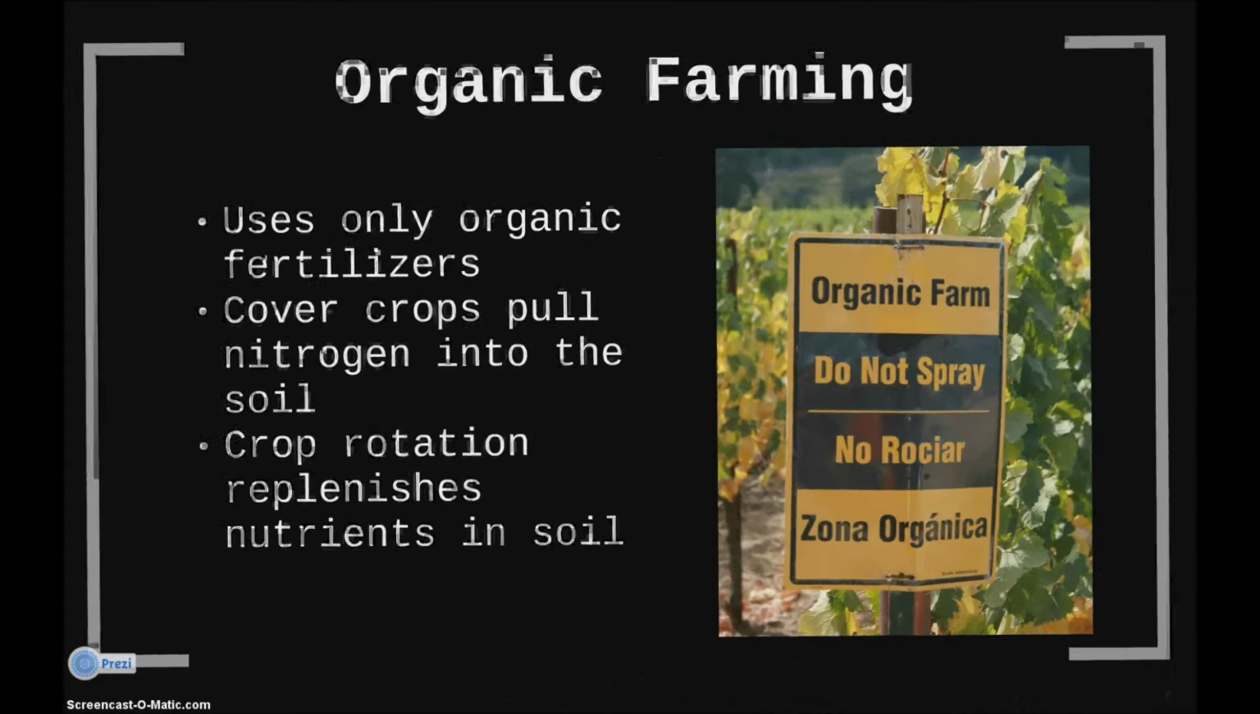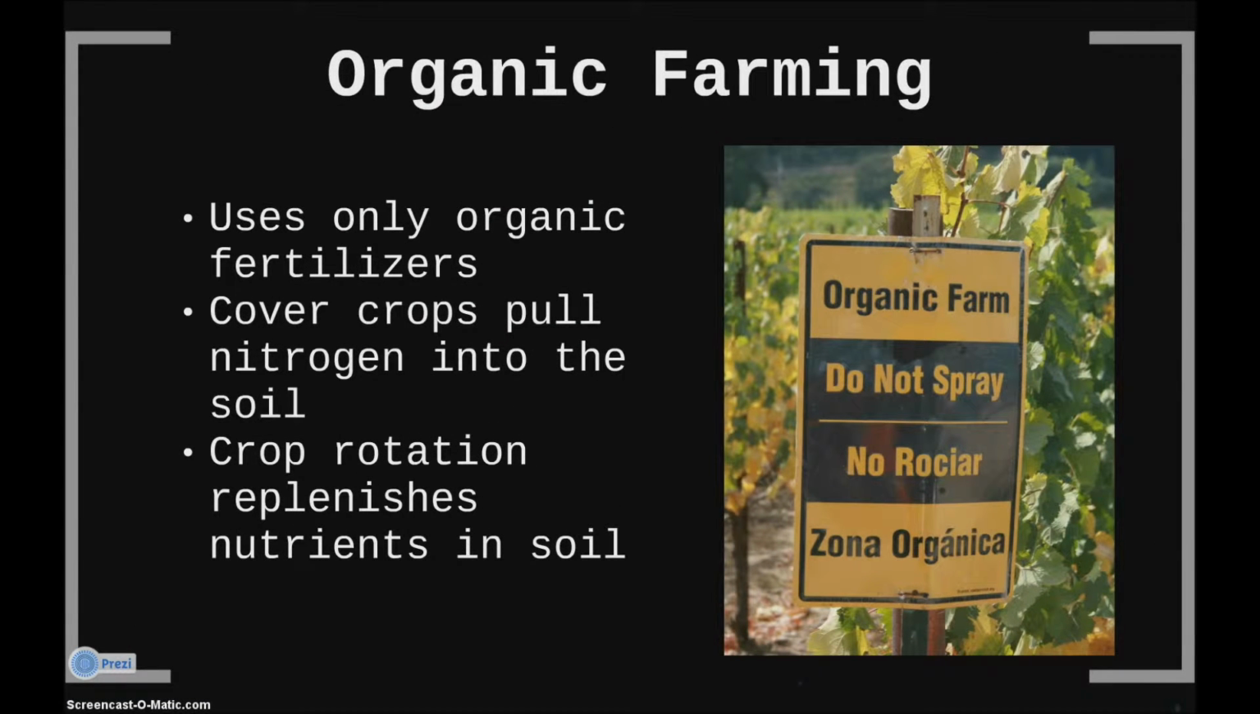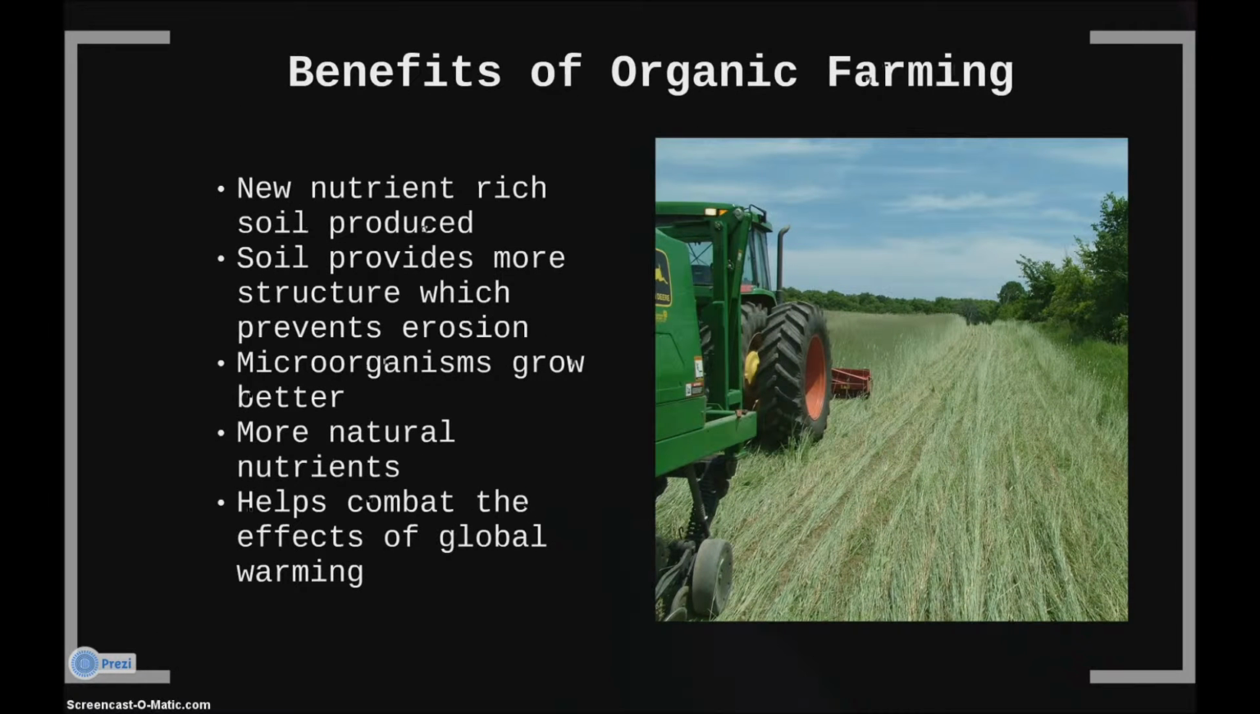Organic farming uses only organic fertilizers. Cover crops such as oats and rye are used to pull atmospheric nitrogen into the soil. Crop rotations are used to let essential nutrients return to the soil, and it also lets soil recover from crops that take nutrients out of the soil.